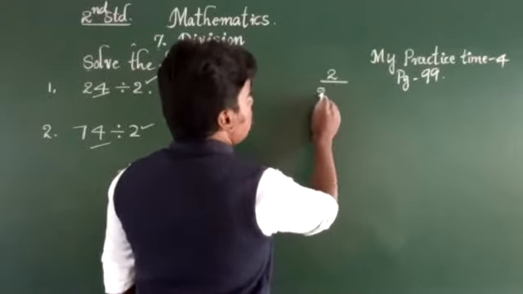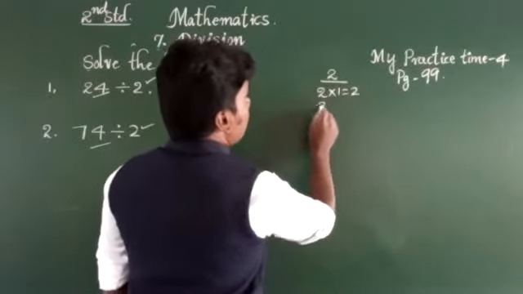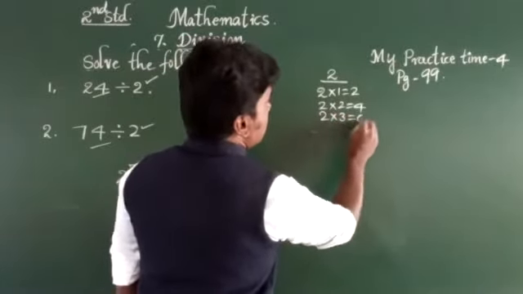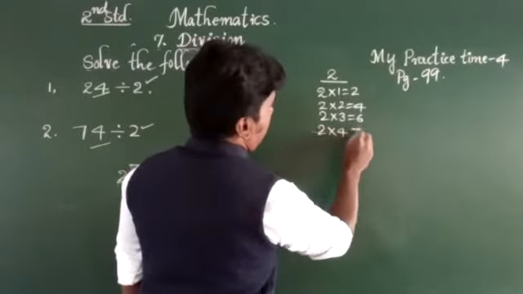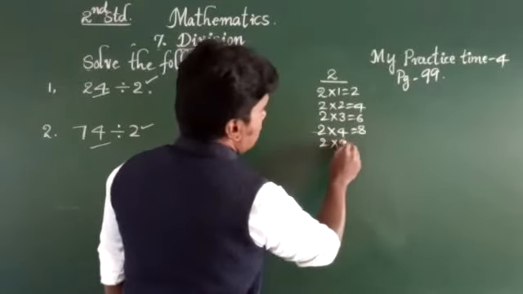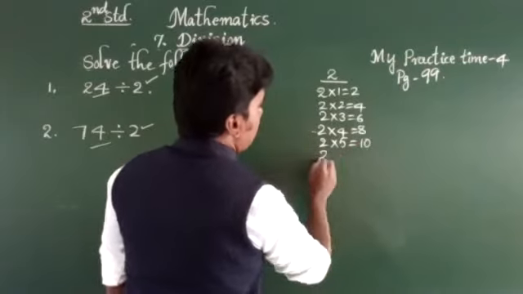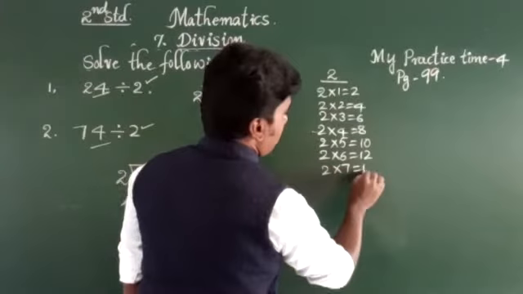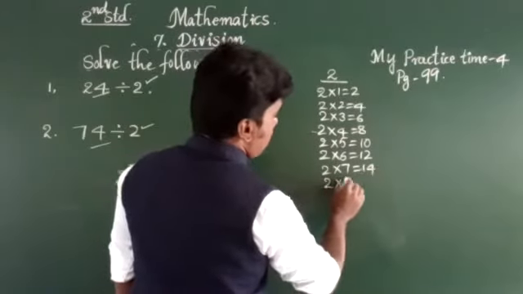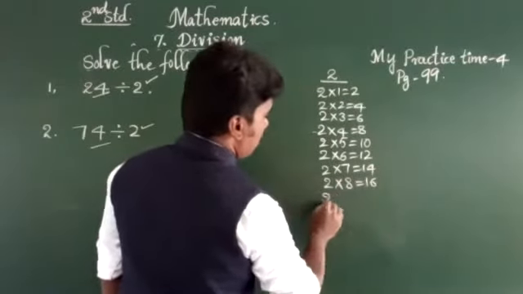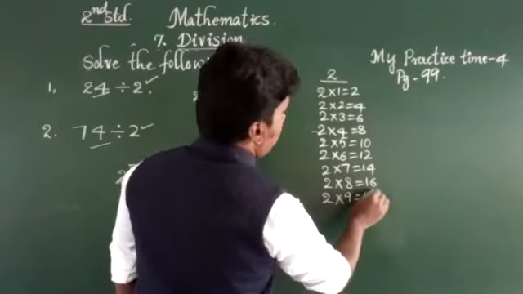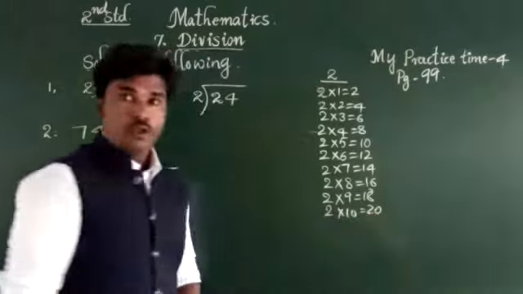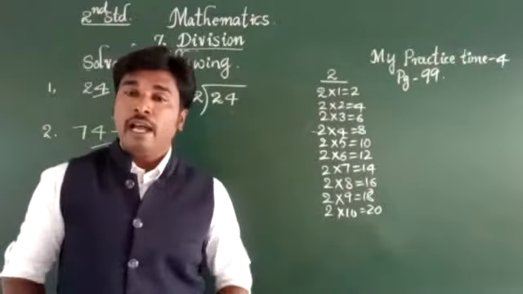So write it. 2 ones, 2. 2 twos, 4. 2 threes, 6. 2 fours, 8. 2 fives, 10. 2 sixes, 12. 2 sevens, 14. 2 eights, 16. 2 nines, 18 and 2 tens, 20. So the multiplication table has been completed.